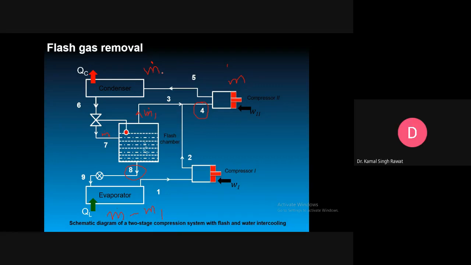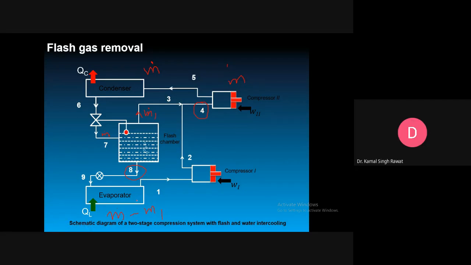Yes, sir. Okay, so what is the compression work W1? M dot minus m dot 1 into H2 minus H1. So this is the first compression work. And what is the second compression work? M dot into H5 minus H4. Very good. And what is the refrigerating effect? M dot minus m dot 1 into H1 minus H9.